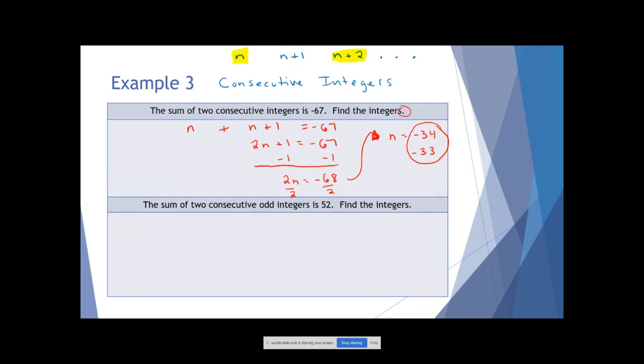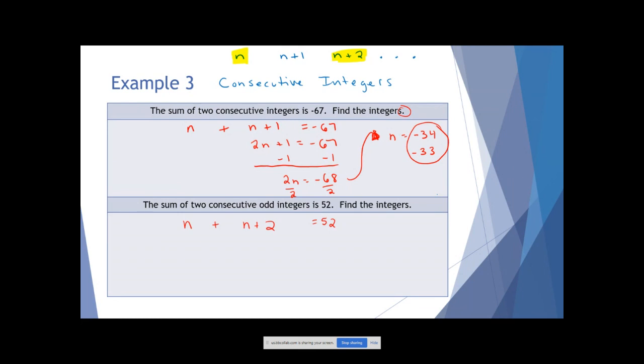Okay, now the next one, we have the sum of two consecutive odd integers is 52, so that equals 52. And now consecutive odd. So the odd or the even means you skip, you do every other one. So that's going to be the highlighted parts. So that means n plus n plus 2 equals 52.